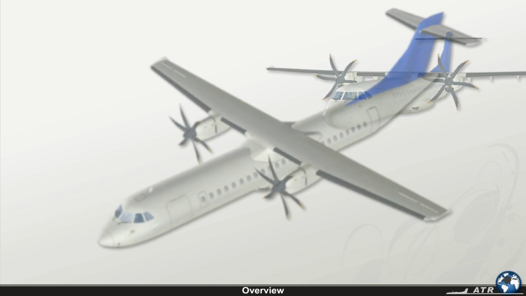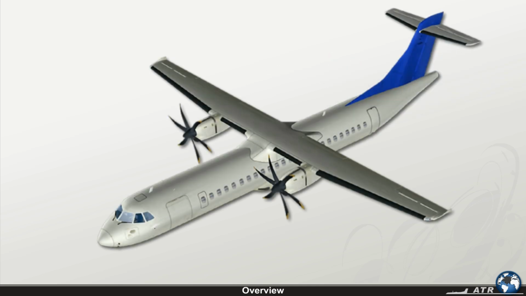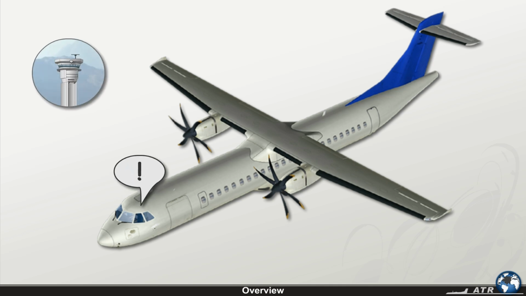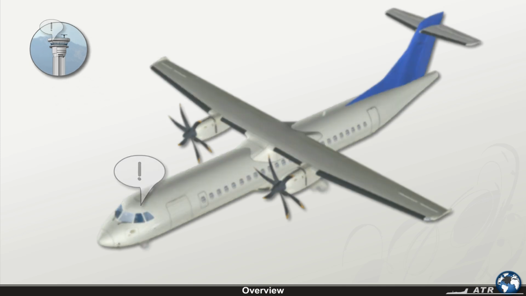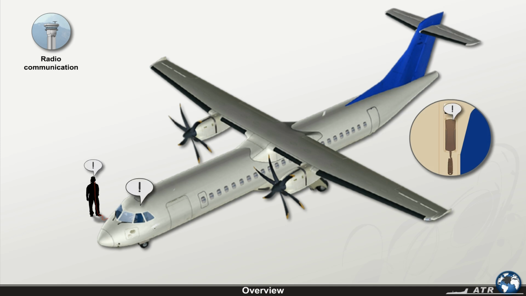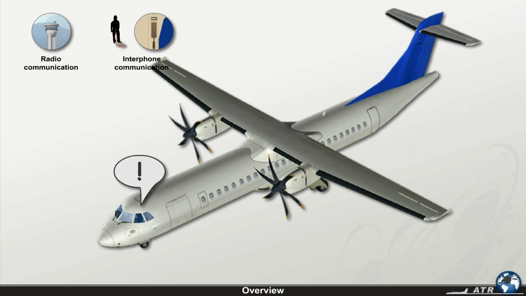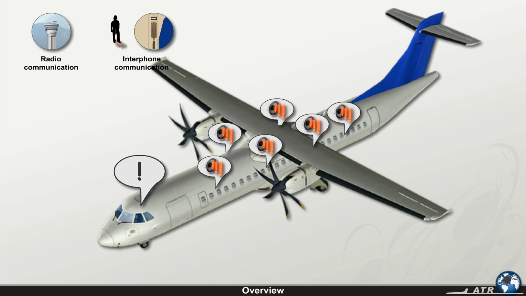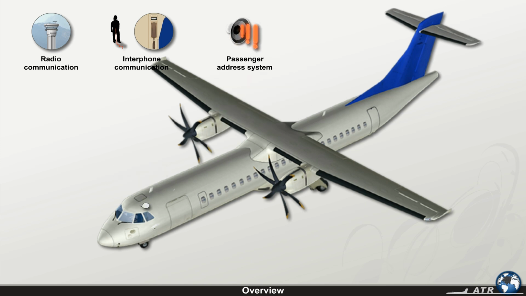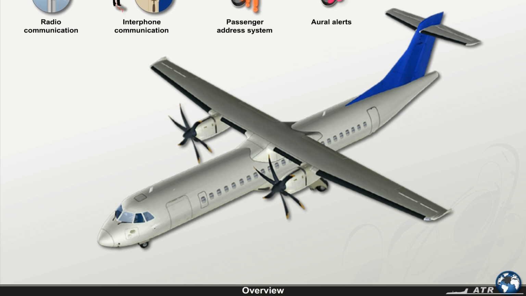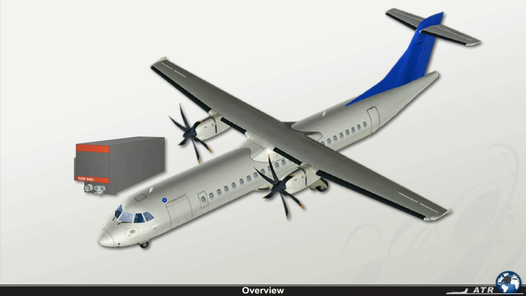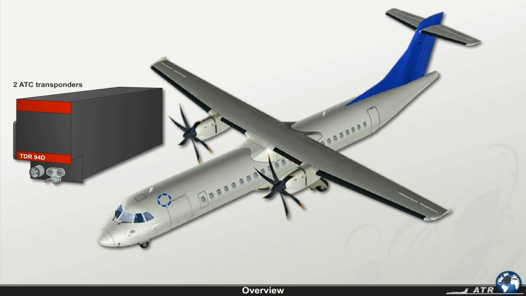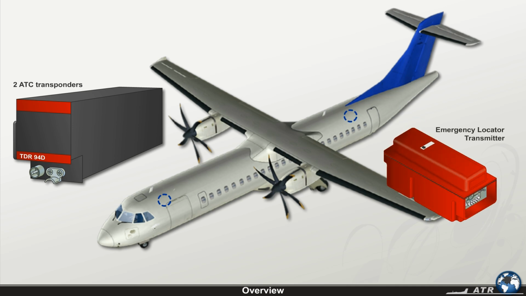The communication system provides the following functions: radio communication between the aircraft and ground stations, interphone communication, passenger address system, distribution of aural alerts generated by the MFC and the EGPWS to the loudspeakers only. In addition, the communication system includes 2 ATC transponders and an emergency locator transmitter, ELT.